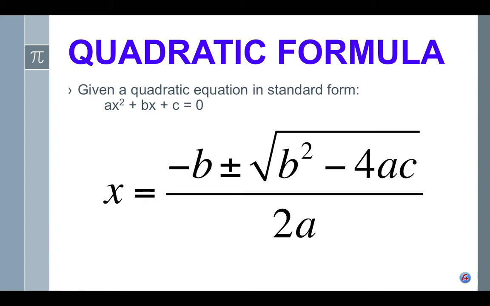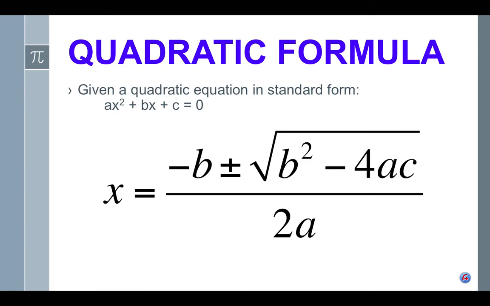I don't do that song very often, but the variables here, a, b, and c, come from the standard form equation. It must be in standard form before you can use this, so it has to look like ax squared plus bx plus c equals 0. When we get a formula like this with a's, b's, and c's, it means it will work on every single quadratic equation, whether you could factor it or not.